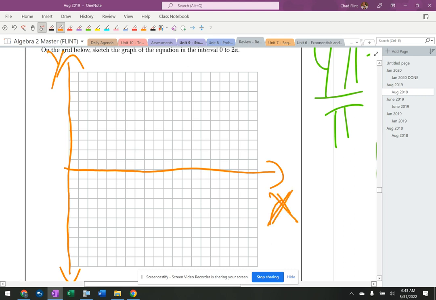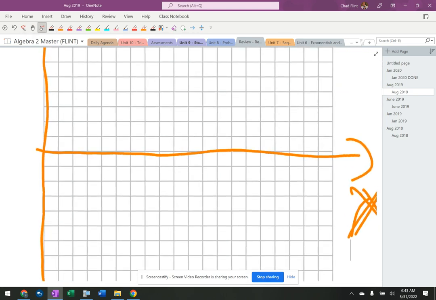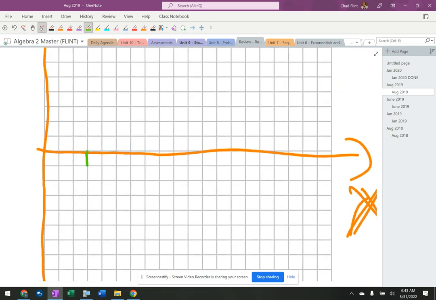All right, so I'm going to go like I always do, every third line maybe. 1, 2, 3, 1, 2, 3, 1, 2, 3, 1, 2, 3. Let's go every 4 because that's not using enough of the graph probably. 1, 2, 3, 4, 1, 2, 3, 4, 1, 2, 3, 4, 1, 2, 3, 4.